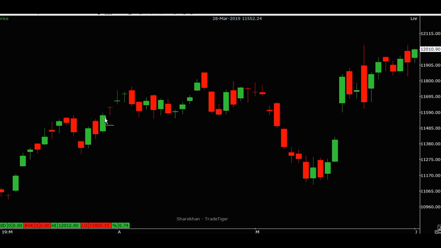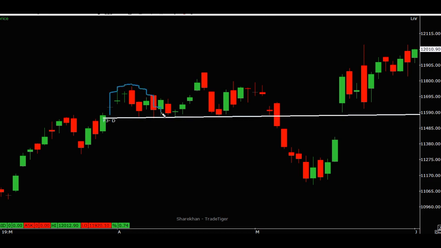So if we see this here, here's my left shoulder, here's the head, and here's the right shoulder. It's not that neat of a looking pattern, but it fulfills our criteria, with the left shoulder, the head, and the right shoulder. Okay, so now what are my entry criteria?